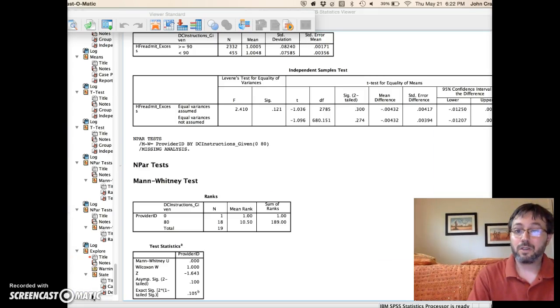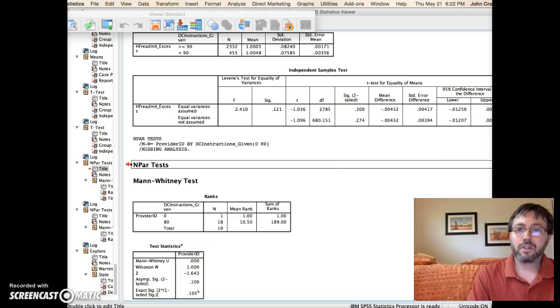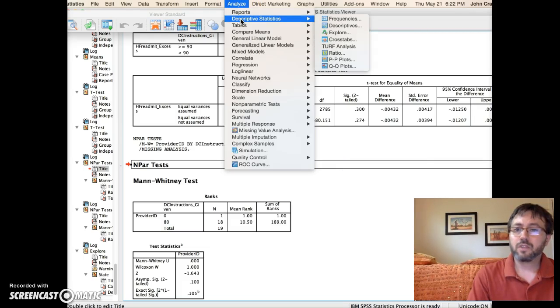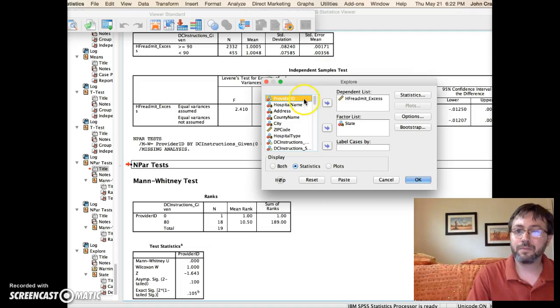So now that you've opened up your data set in SPSS, what I'd like for us to do is go to Analyze, Descriptive Statistics, and Explore. Now I want to show you an additional powerful option in SPSS for exploring the descriptive statistics for our variables. So we'll select that option and scroll through your list here on the left and select heart failure readmission excess as your outcome variable. And the factor list I'd like to select will be the state. So we're going to see how the hospital readmission excess ratio compares state by state.